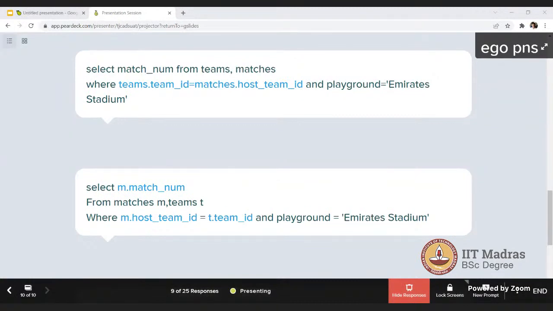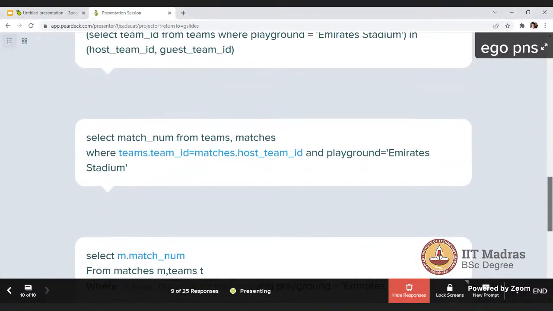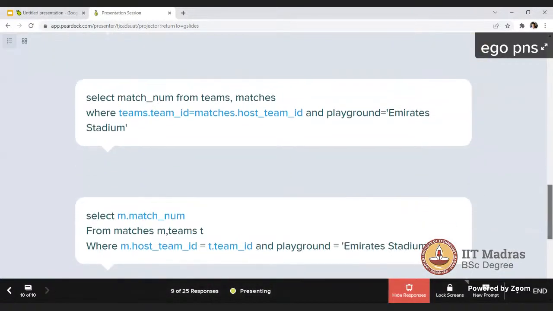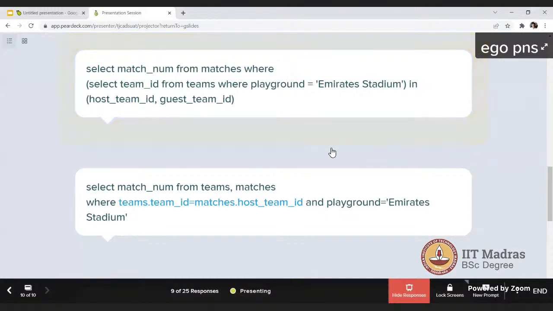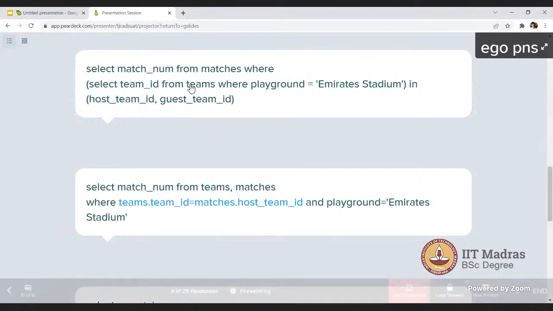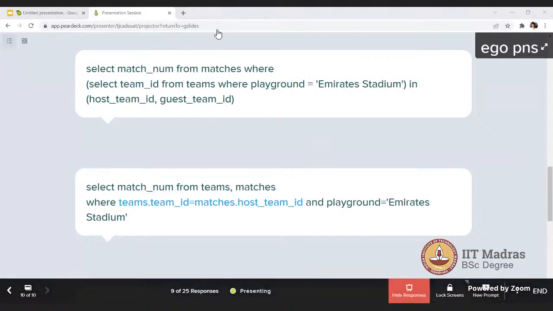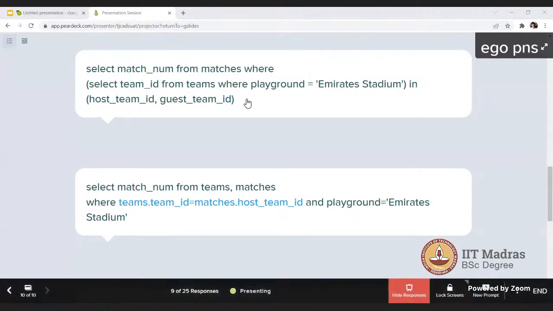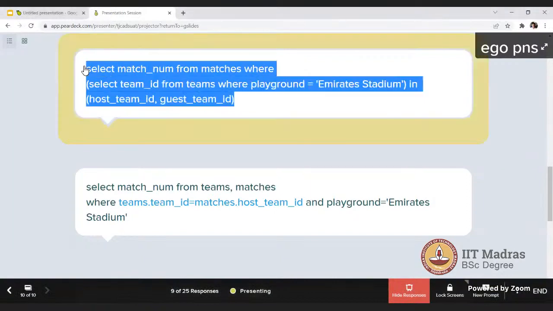Yes, anyone can explain? Okay, most of you got it correct. Who wrote this query? Did it correctly? Yes, sir, I have written that. How will it work? You will select the team ID from teams where playground is this. Yes, I will check in host team ID and guest team ID from matches. If it matches, then it will return the match number. Guest team, host team ID. Let's see.